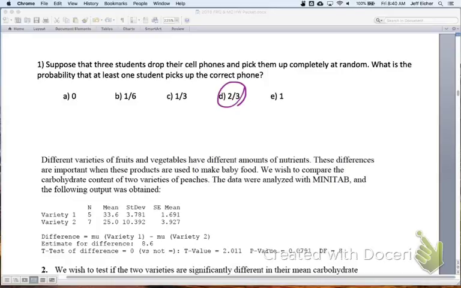The next question. I should mention that number 1 is not binomial because you don't have independence. If one person gets the first phone, then it's impossible for another person to get that same phone. So you have to approach that in a different manner.